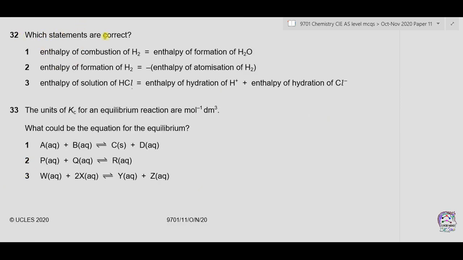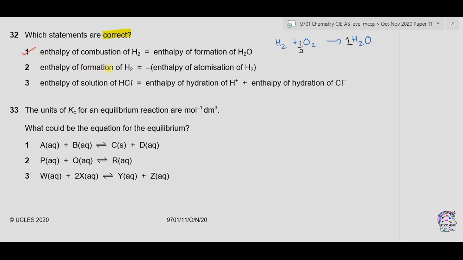Question 32. Which statements are correct? 1. Enthalpy of combustion of hydrogen is equal to enthalpy of formation of H2O. Now we can write the combustion of hydrogen. Hydrogen plus oxygen, it combines to form water. We can balance number of oxygen atoms by writing 1 by 2. Second is the enthalpy of formation of water. Now we know that in enthalpy of formation of water, 1 mole of water is formed from the elements in their standard states. So therefore the equation is same for enthalpy of combustion and enthalpy of formation of water. So 1 is correct.